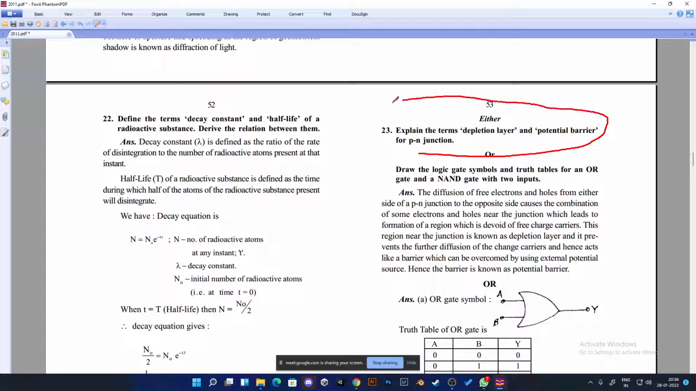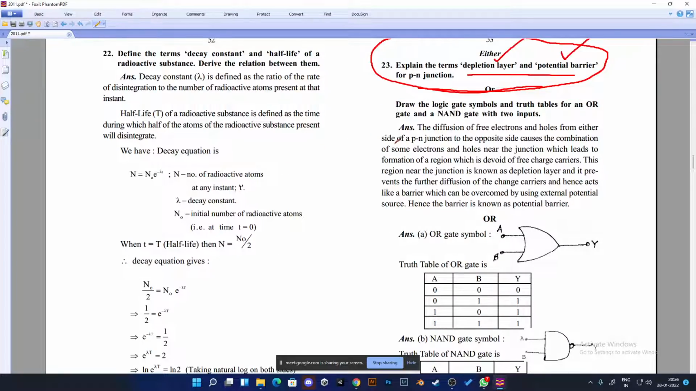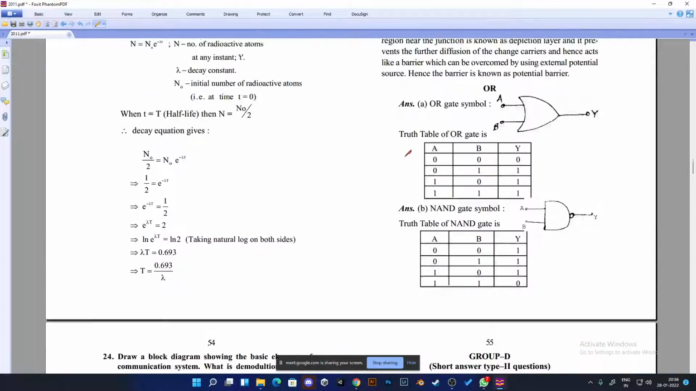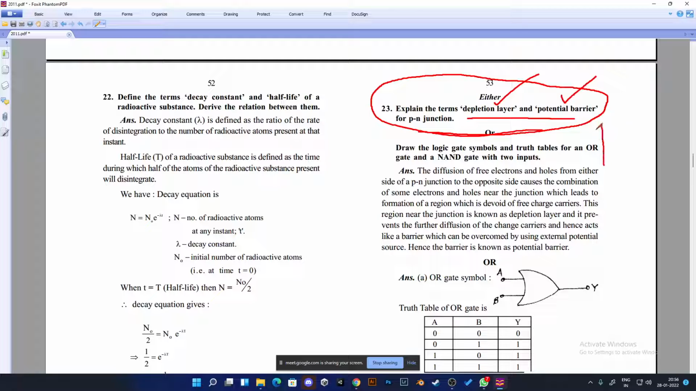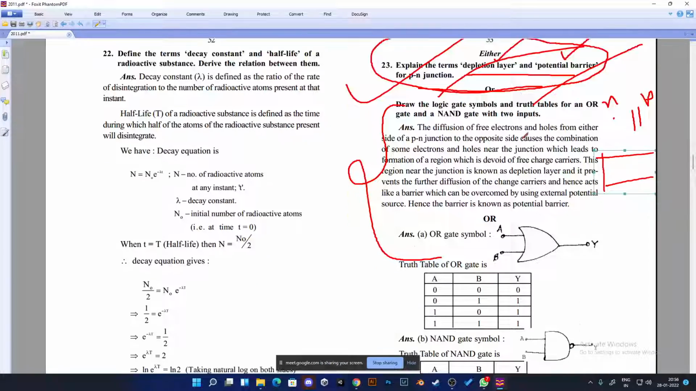Look at this question. Explain the term depletion layer and potential barrier. Only for 2 marks, I think they have asked here. Or if you just want to draw the diagram also, you can draw the diagram. You draw the n type, the p type, everything that is there in the notes. Finish, you get 3 marks. So please study like that.